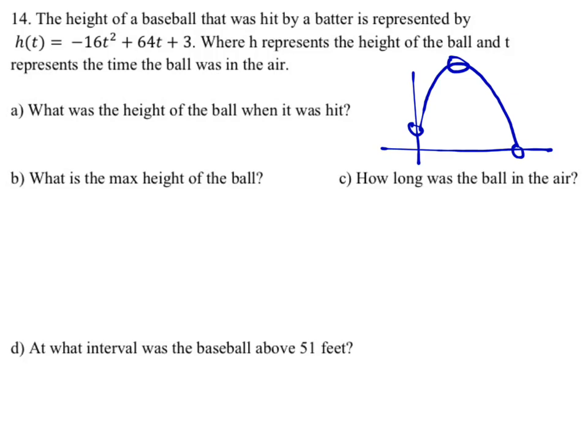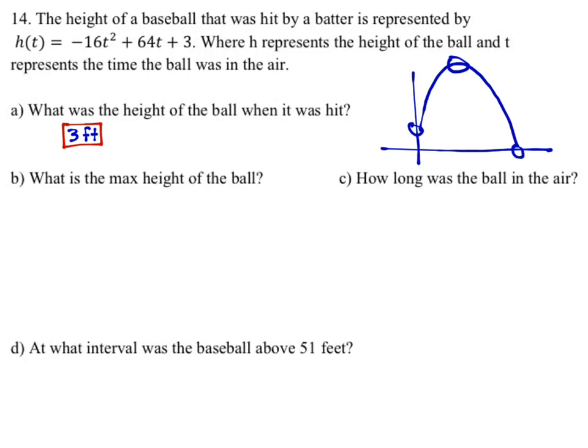So in part A, it says, what was the height of the ball when it was hit? So you just have to ask yourself, which part of the parabola represents when it was hit? Well, it's the initial height. It's right here. So it's the y-intercept. So we can see that the y-intercept is 3 here. So we'd say that the initial height, or the height that the ball was when it was hit, is 3 feet. It doesn't actually say, but it should say, where h represents the height of the ball in feet, so 3 feet.